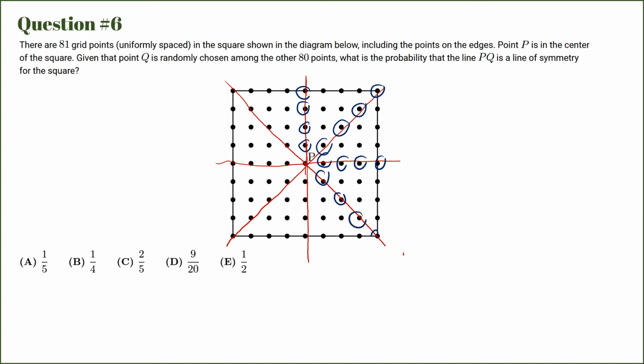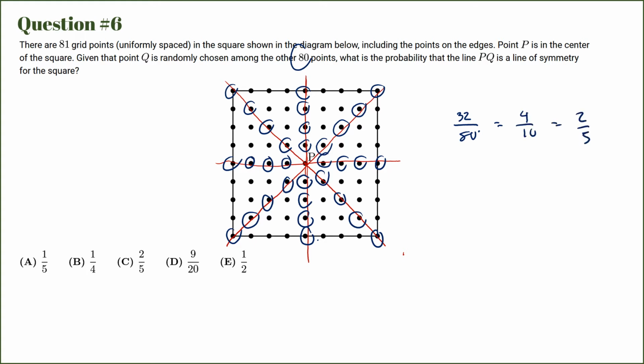up to 32. So there are 32 points we can choose to make PQ a line of symmetry out of 80 points. So the probability is 4 out of 10, that's 2 out of 5. So the probability that PQ is a line of symmetry is C.